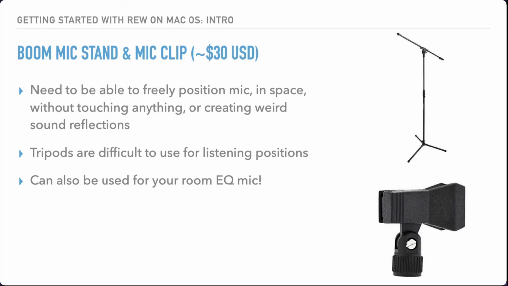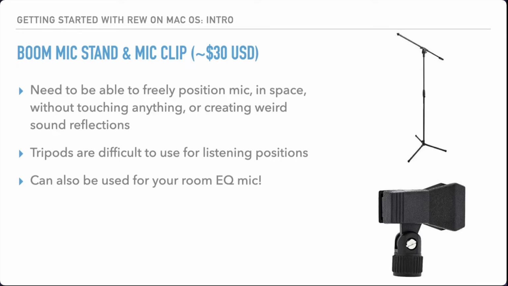I have seen, when I initially started calibrating my subs, that some of the vibrations coming through the couch would set off, that would cause the mic to show some artificial readings. So we just want to make sure that we can freely position the mic. That way we're not getting any weird reflections off of a tripod or anything like that.